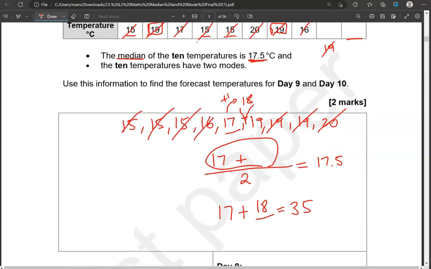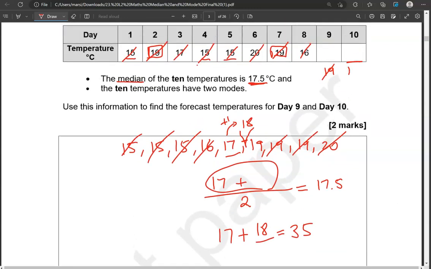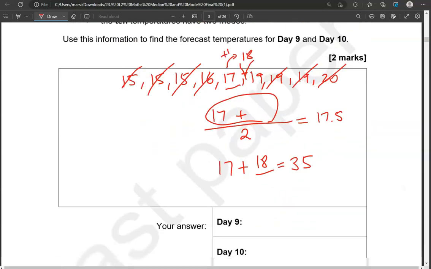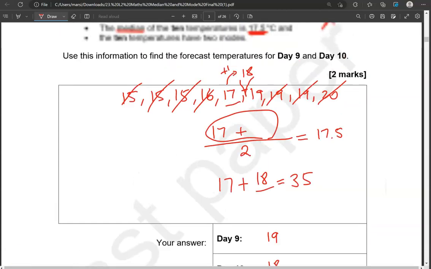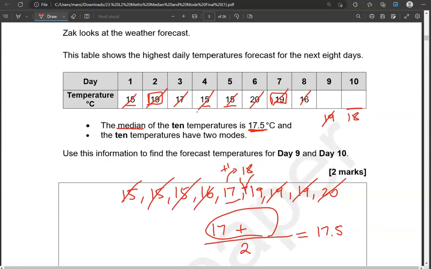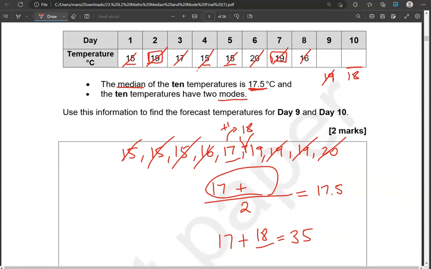So we'll put 18 there. And if you check, we haven't got an 18 here already, so that doesn't change what we input in terms of the mode. So the modes still are 19 and 15. And also, if you put 18 for here and 19 here, that still doesn't matter.